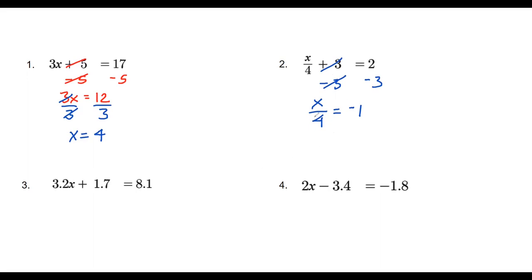Now, this is different. We haven't seen this too often. x is being divided by 4. In order to cancel that out, we're going to have to multiply by 4. The opposite of division is multiplication. So let's multiply both sides by 4.